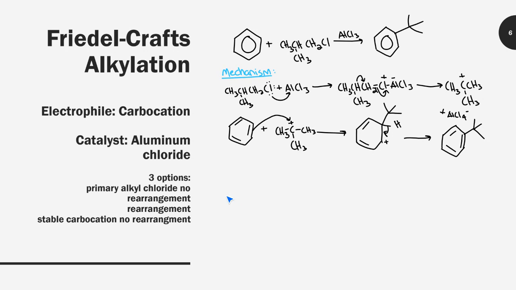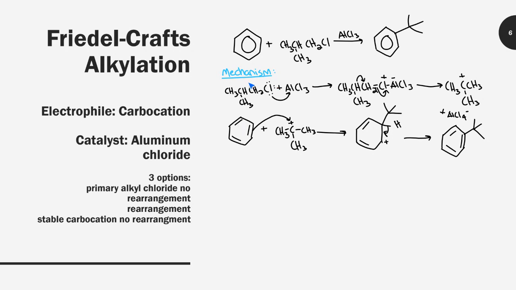You can also have rearrangement, simple rearrangement, where if you have a primary carbocation about to be formed, but it can't actually be formed, you can rearrange. And you can also have a stable carbocation with no rearrangement. Okay, so in this case, this is rearrangement.